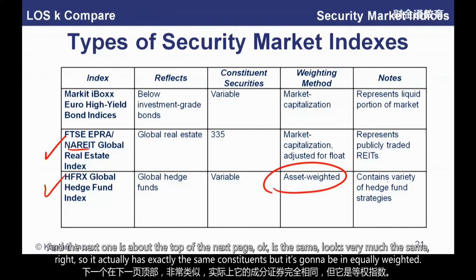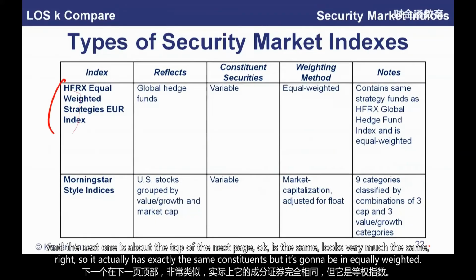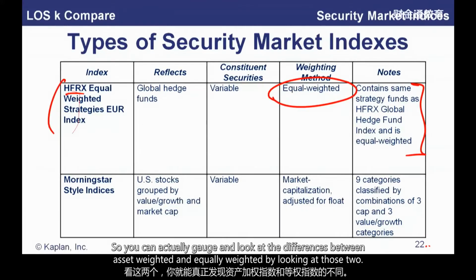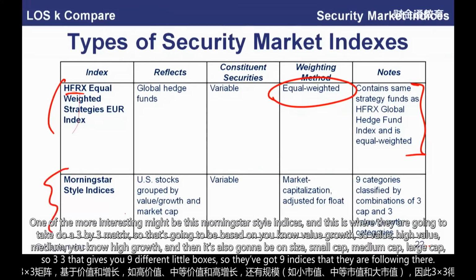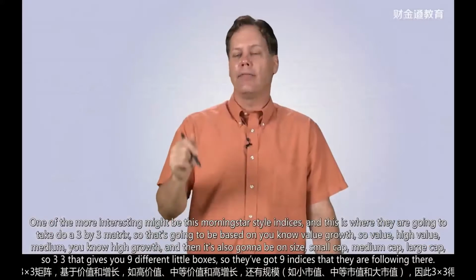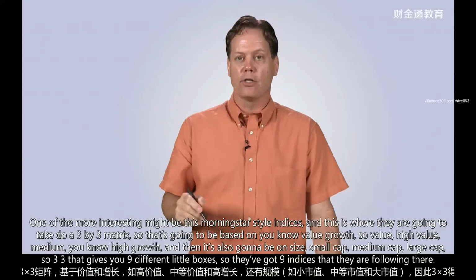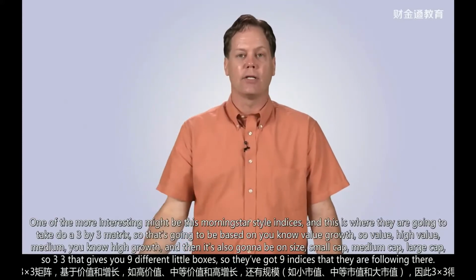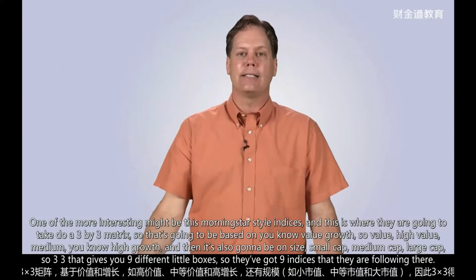Okay, and the next one at the top of the next page looks very much the same, right? So it actually has exactly the same constituents, but it's going to be equally weighted. So you can actually gauge and look at the difference between asset weighted and equally weighted by looking at those two. One of the more interesting might be this Morningstar style indices, and this is where they're going to do a 3x3 matrix. So that's going to be based on value, growth, so value, medium, high growth, and then it's also going to be on size, small cap, medium cap, large cap. So 3 by 3, that gives you 9 different little boxes. So they've got 9 indices that they are following there.